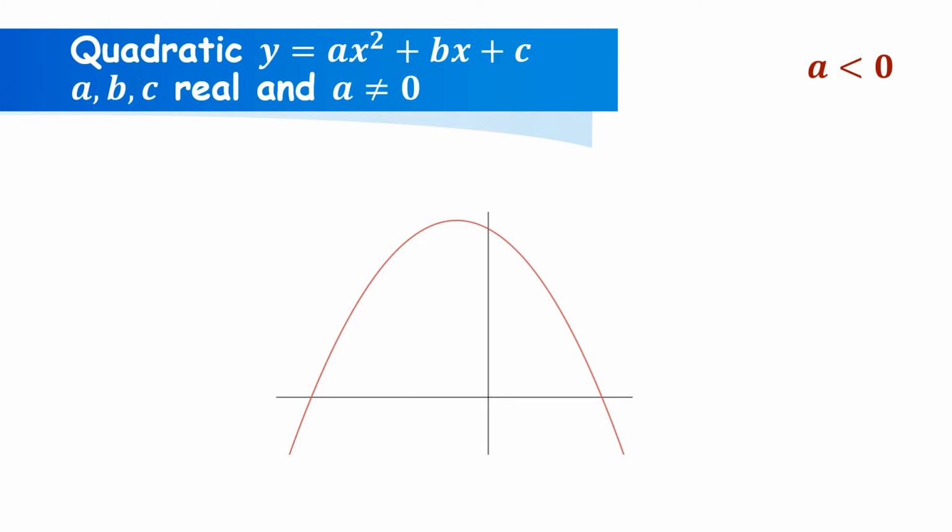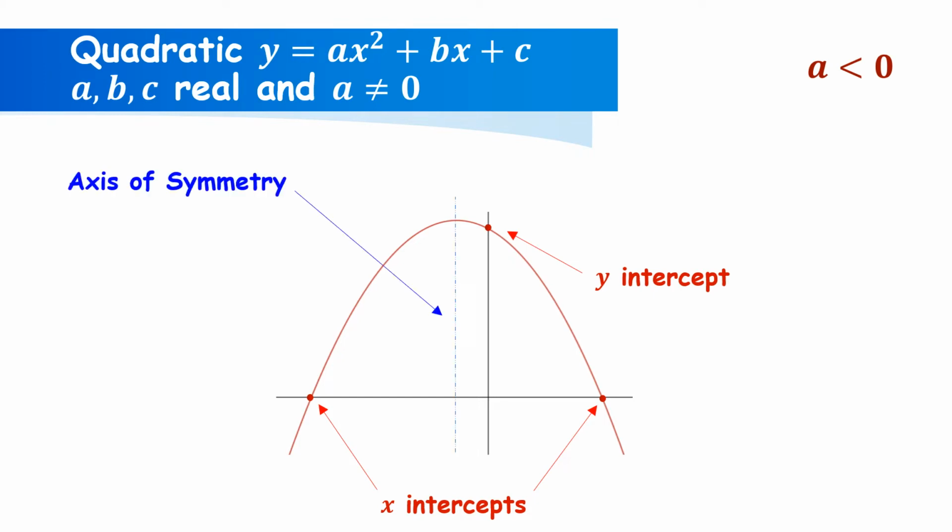Now let's consider when a is less than 0. When this is the case, the quadratic is upside down, so to speak. However, we do look for the same things. We look for the x-intercepts, the y-intercept, the axis of symmetry, and the turning point.